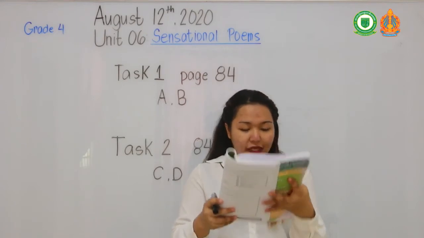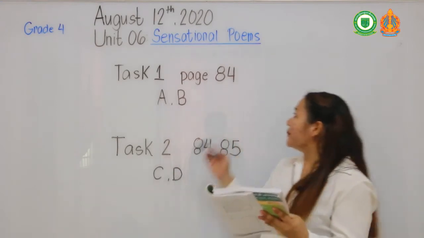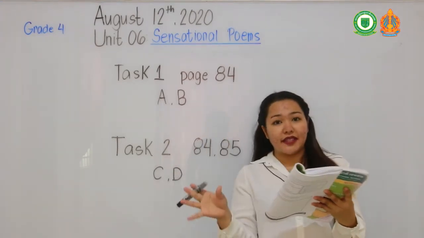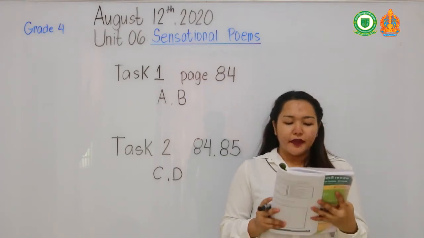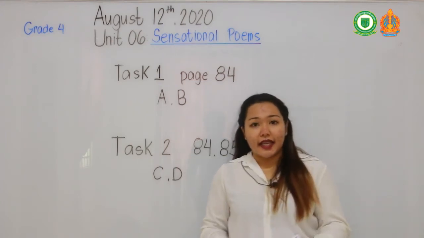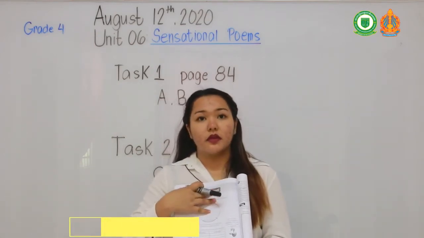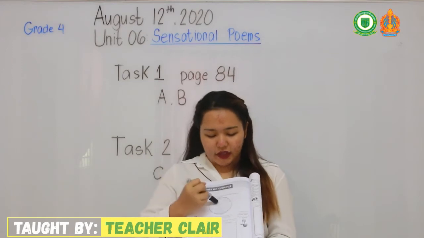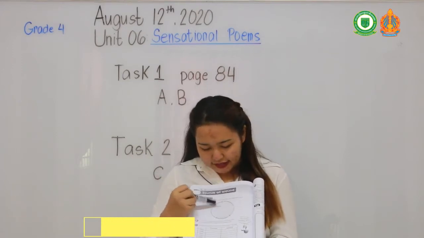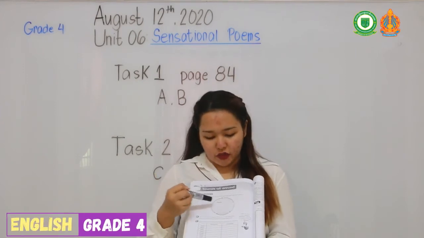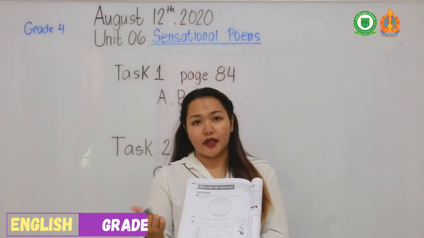On page 84, letter A, it says here we have 5 senses, right? Do you know what they are? Write them down in the diagram. You can use your book and write the other senses. One sense has already been written here, so you just have to complete them. That's easy for task 1.